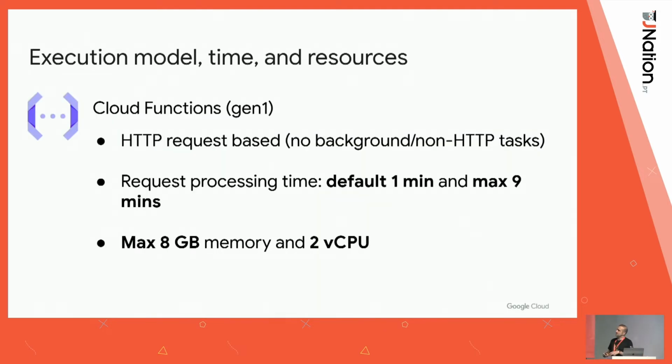And when you look at the resources that you have around these functions, they were also limited. Again, giving an example from Cloud Functions Generation 1, it was HTTP based, so that was the main protocol, and you couldn't do anything in the background. You had to do everything within the HTTP request thread. The processing time was limited, so by default, you get 1 minute to do your work, and then you can change that up to 9 minutes.